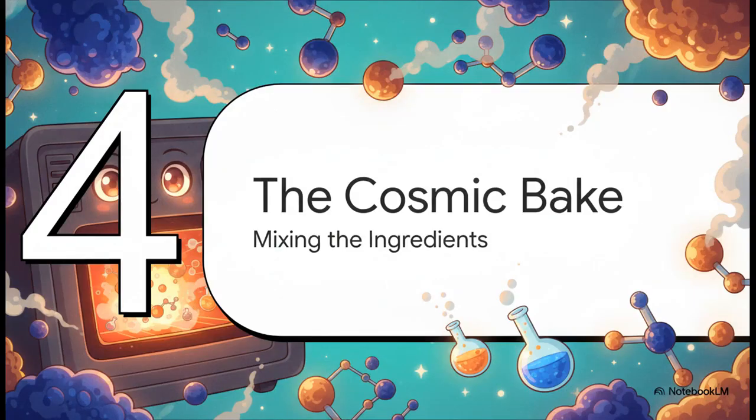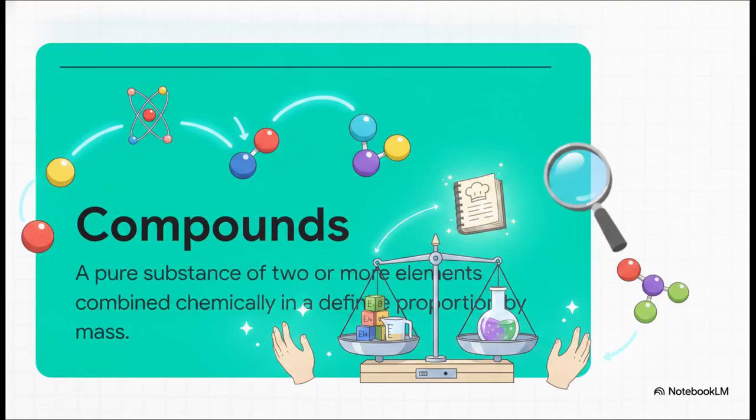All right, time to heat things up. Section 4, compounds. The cosmic bake. Now we're officially turning on the oven. A compound is a pure substance composed of two or more elements combined chemically in a definite proportion by mass. You've got to think of it like a strictly enforced, uncompromising baking recipe. If you don't follow the exact mass proportions, the whole recipe fails.